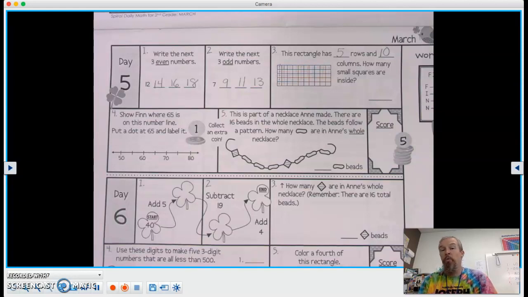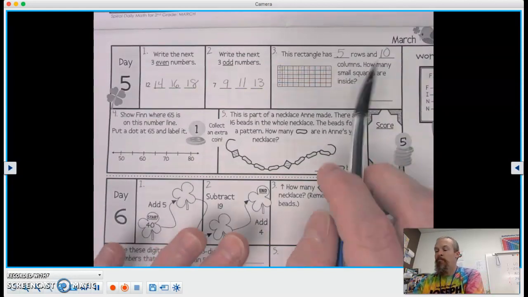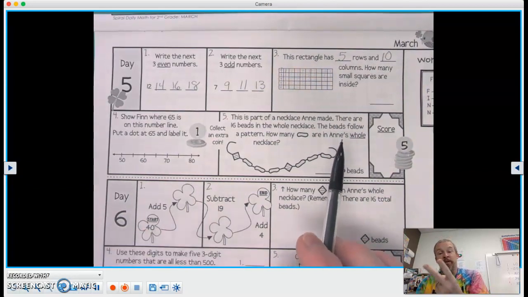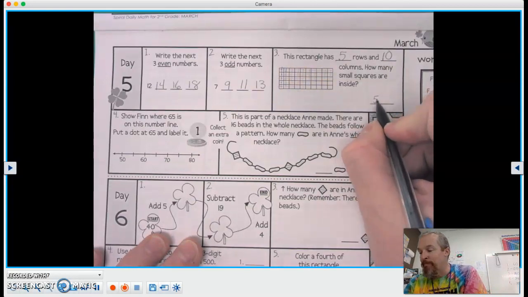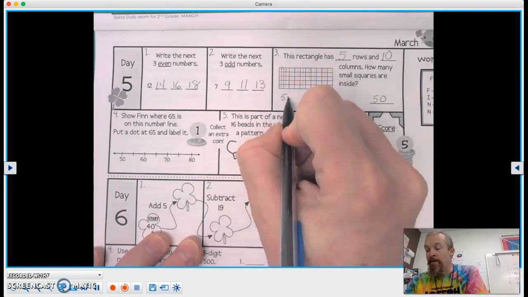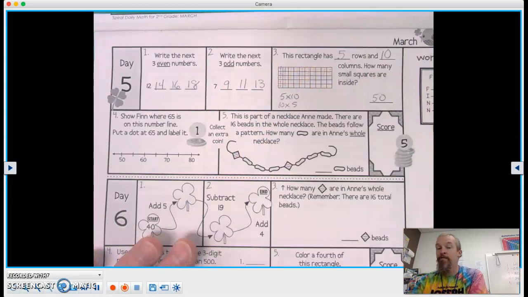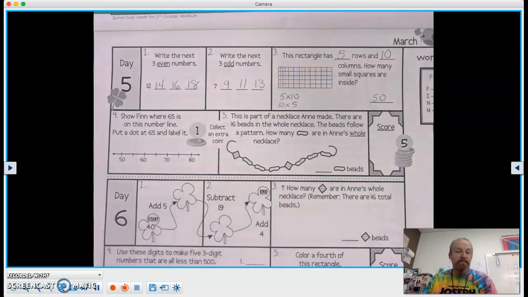So how many squares total is that? Well, 5 rows of 10, that'd be 10, 20, 30, 40, 50, right? So you can think of it as either 5 times 10 or 10 times 5. So you can count by 5s 10 times, count by 10 5 times.